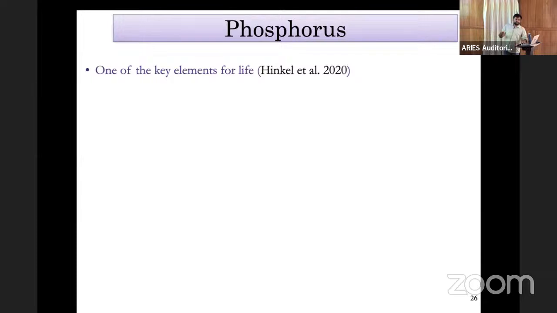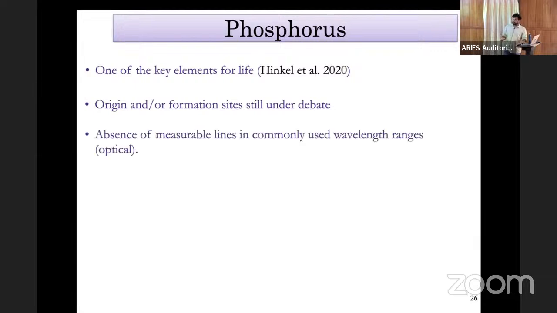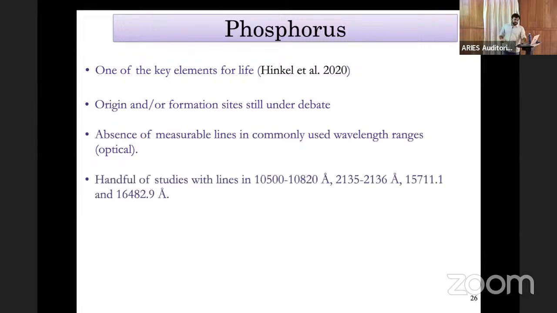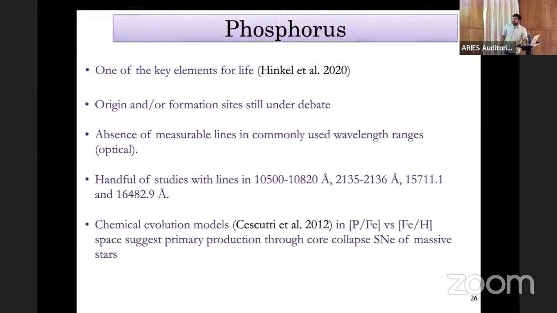So phosphorus is one of the key elements of life, and it's mainly explored by many of the exoplanet studies nowadays. And we don't know exactly where this particular element comes from, what kind of stars produce it. The main reason is that there is an absence of measurable lines in the commonly used optical wavelength range. So we have to rely on near-infrared or ultraviolet wavelengths for this. And the chemical evolution models, with a very limited number of studies, have found that the primary production of phosphorus could be through the core collapse supernovae of massive stars.